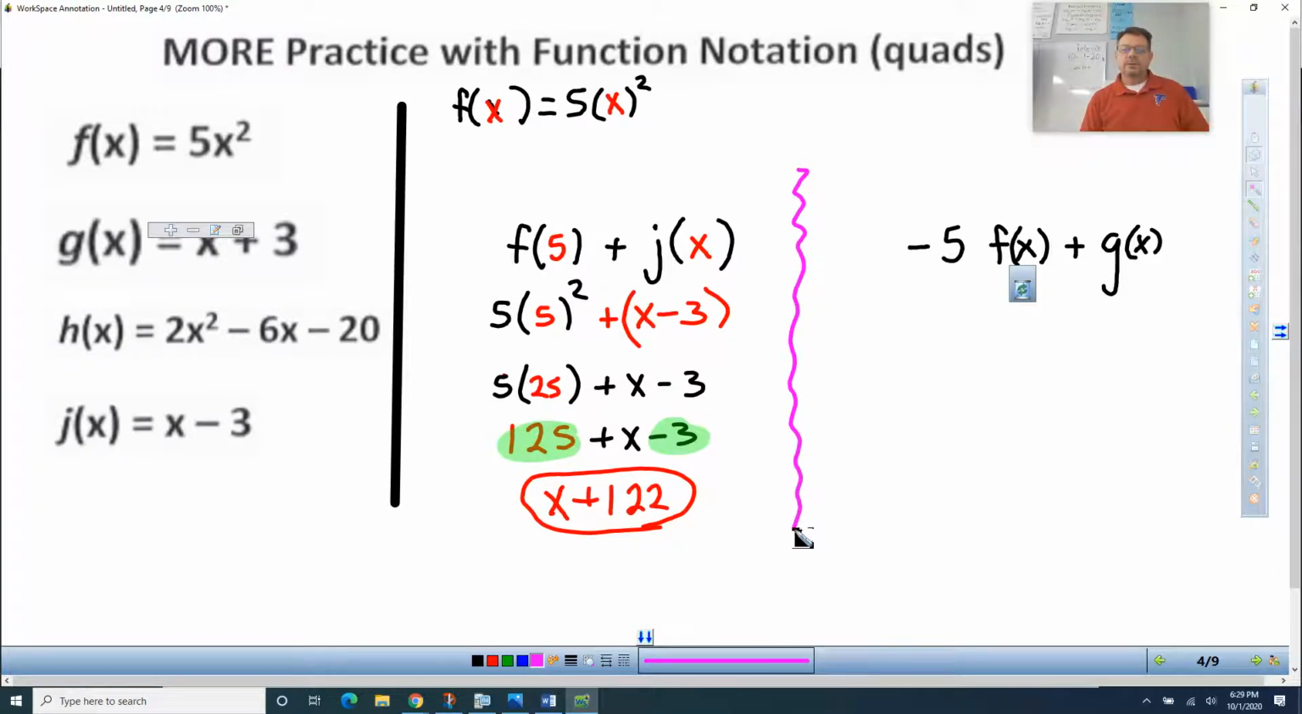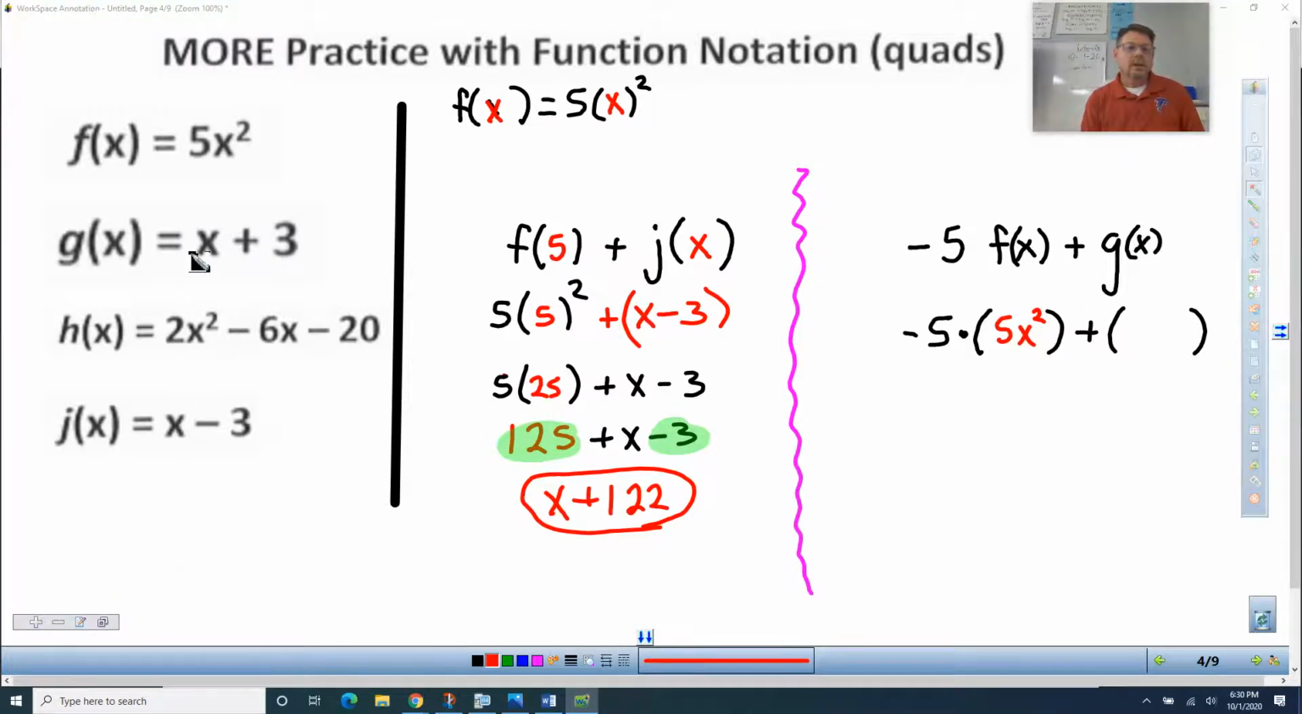There's a little division here. All right, so what are you doing there? So what's going on here? So this is what I'm seeing here. I got a negative 5 times something plus something else. Okay, so what can I substitute in this spot? It says f of x, which is equal to 5x squared. So I'm going to put 5x squared in there. G of x, what does that equal? Well, that is x plus 3. So I'm going to make that x plus 3.